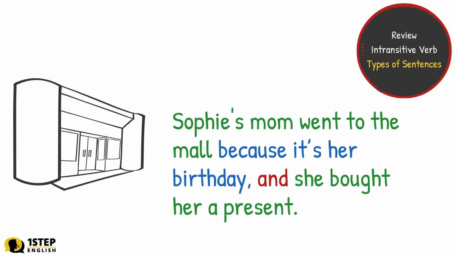The first part of the sentence, Sophie's mom went to the mall because it's her birthday, forms the complex sentence. You have an independent clause, Sophie's mom went to the mall. And the dependent clause, because it's her birthday, which does not complete a thought.